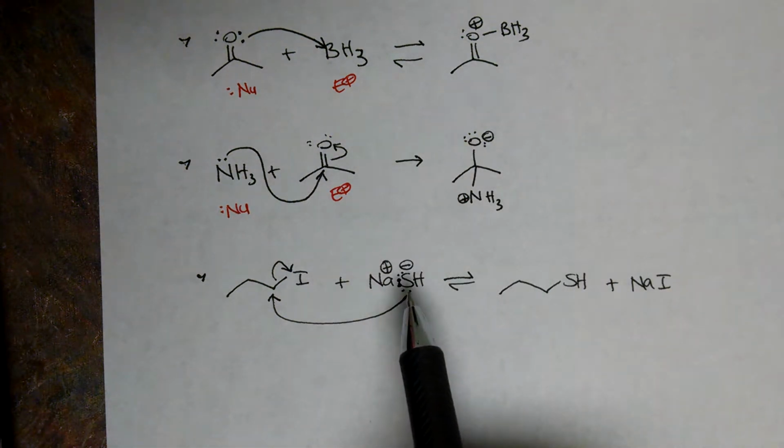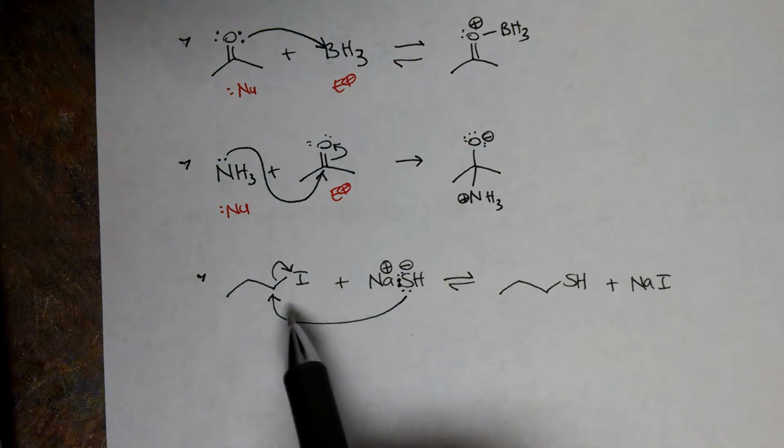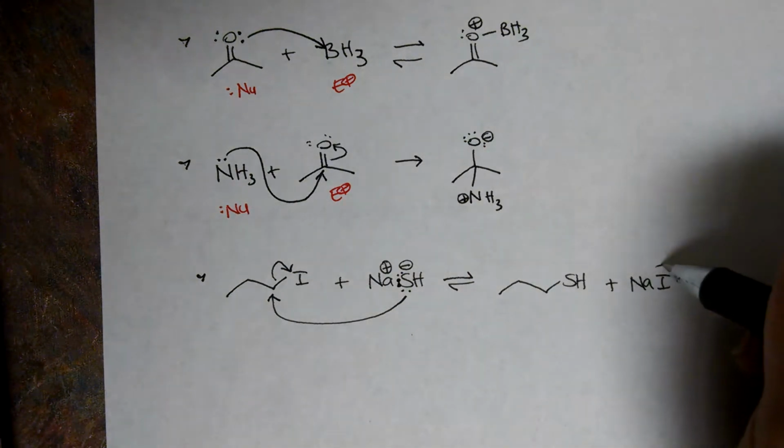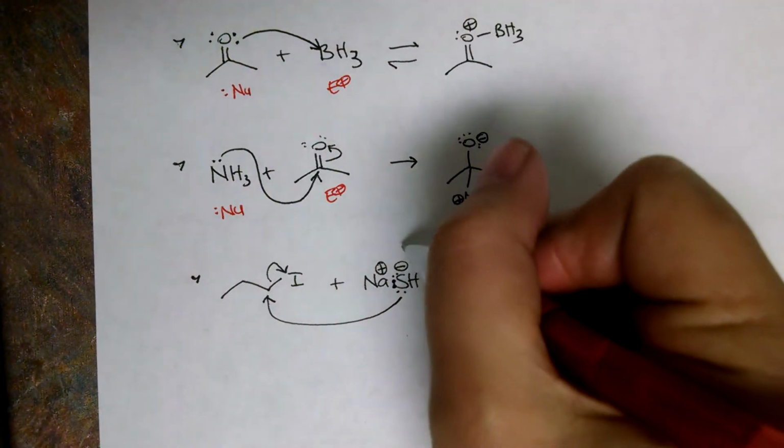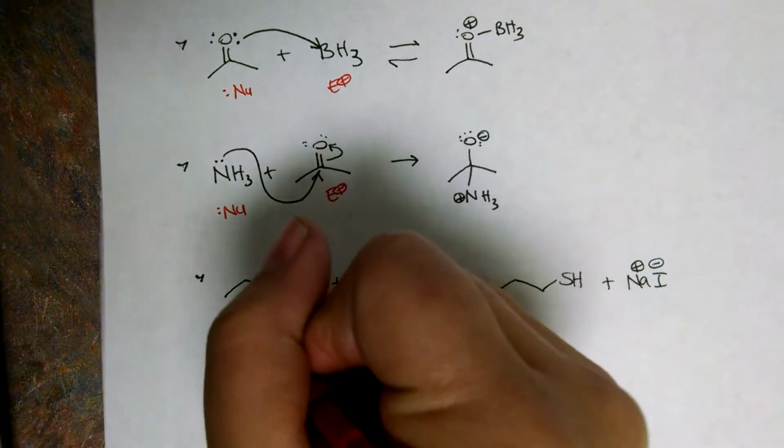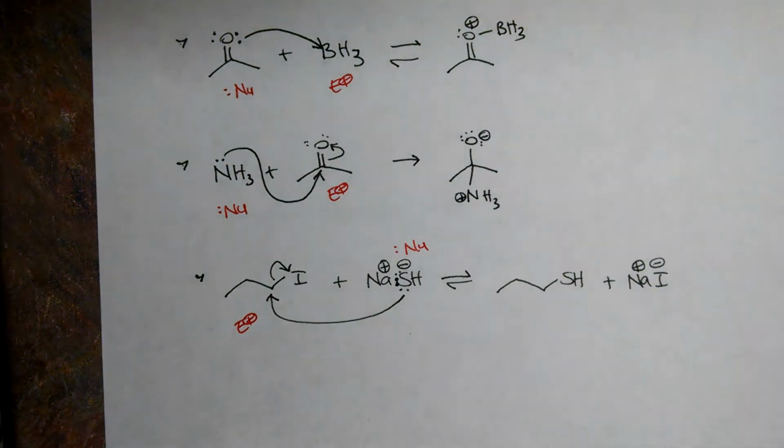Now we would have a bond between the sulfur and the carbon, because that's exactly what this arrow is showing. And then the iodine has a minus charge because the sodium's got a plus charge. Sweet. What's my nucleophile? Does the attacking. Here it is. What's the electrophile? Gets attacked. There it is.